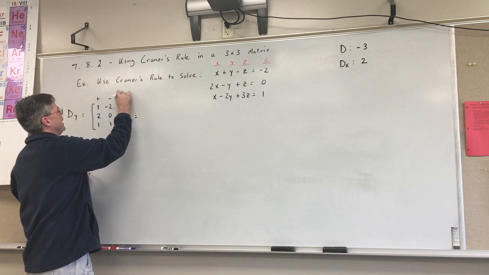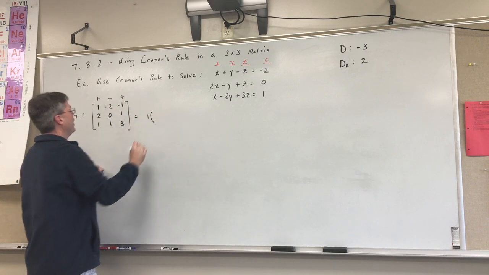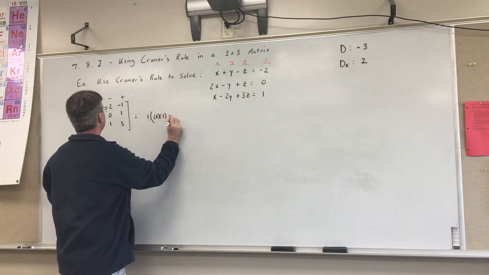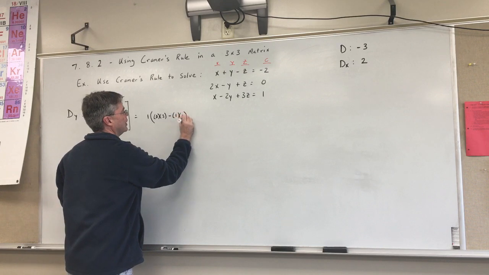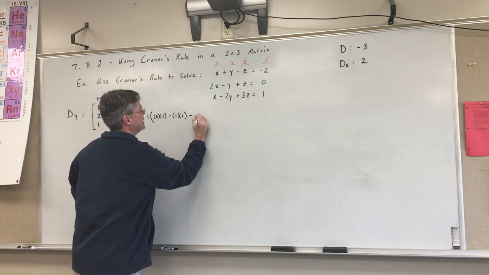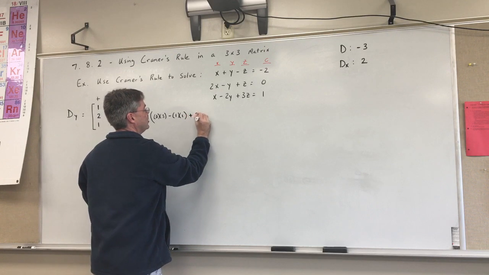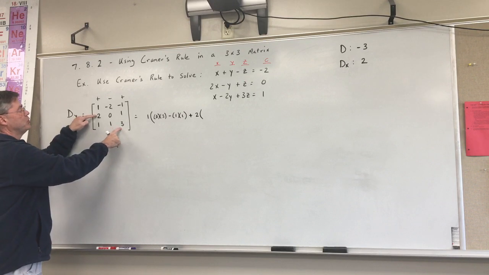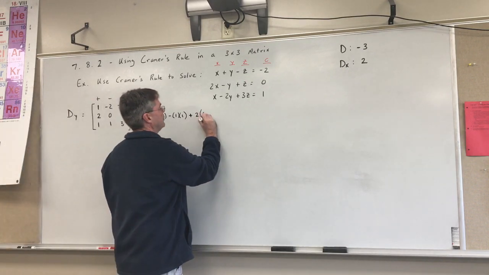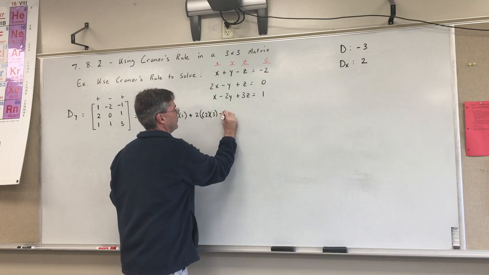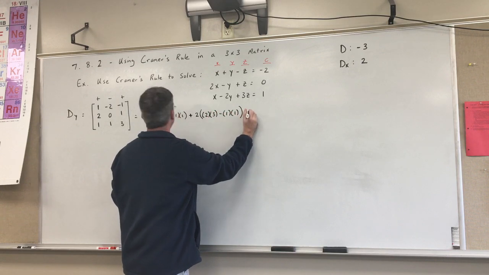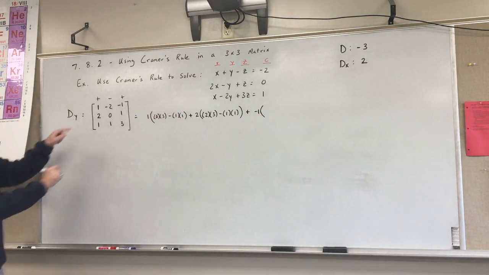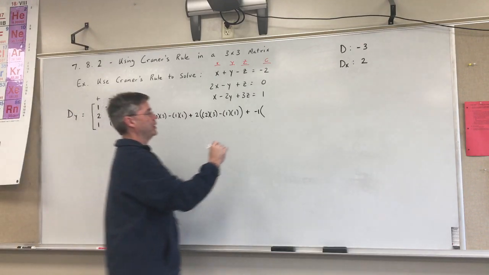All right, plus, minus, plus. So we have 1 times 0 times 3 minus 1 times 1. And then we have minus negative 2, so that'd be plus 2. All right, minus negative 2 is going to be plus 2. The matrix is 2 times 3 minus 1 times 1. And then finally plus negative 1. And that matrix is 2 times 1 minus 0 times 1.